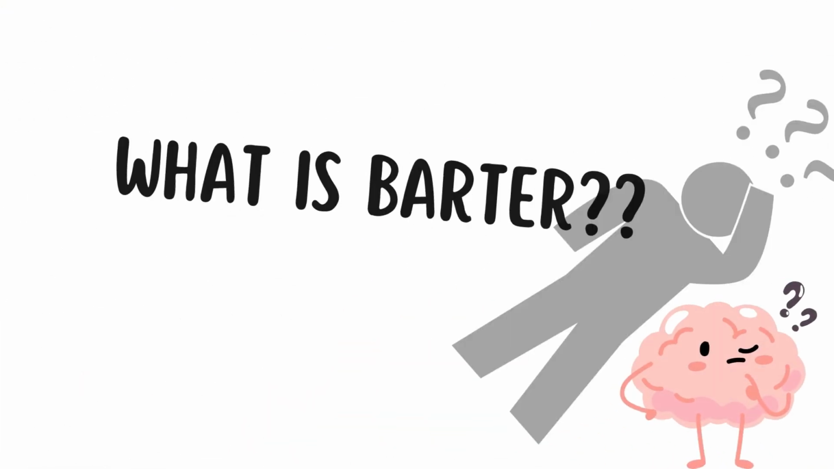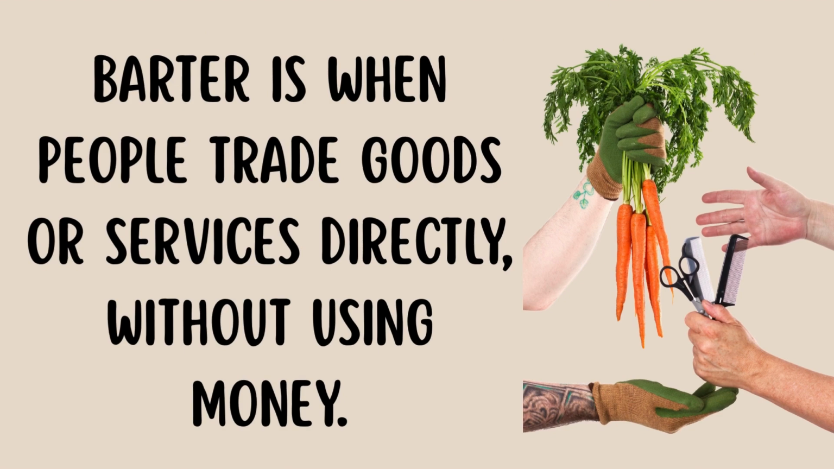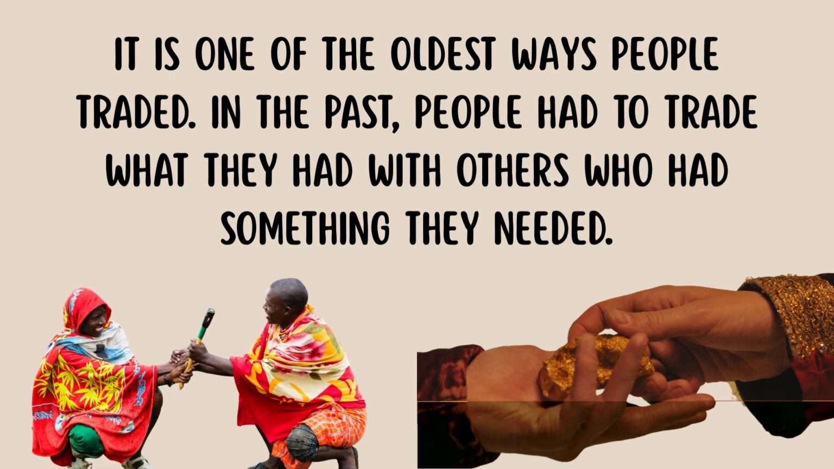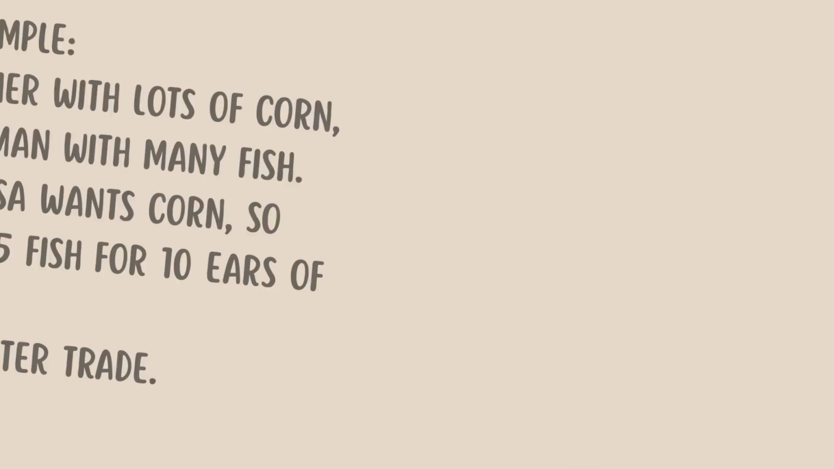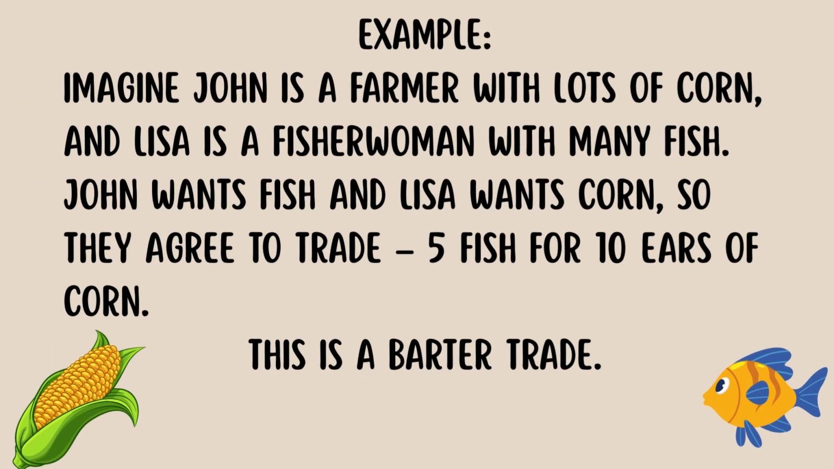What is the barter system? Okay, so barter is when people trade goods or services directly without using money. It's literally one of the oldest ways people traded. In the past, people had to trade what they had with others who had something they needed. Money didn't exist yet. Here's an example. Imagine John is a farmer with lots of corn, and Lisa is a fisherwoman with many fish. John wants fish and Lisa wants corn, so they agree to trade 5 fish for 10 ears of corn. This is a barter trade.